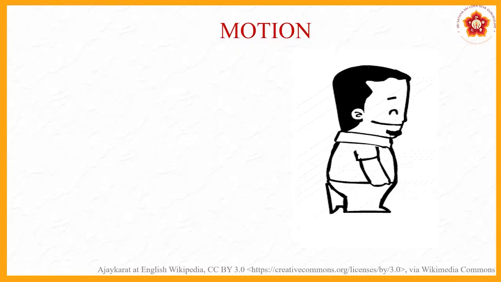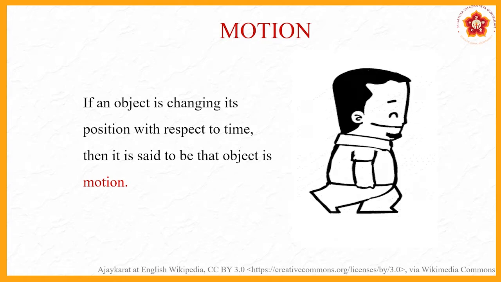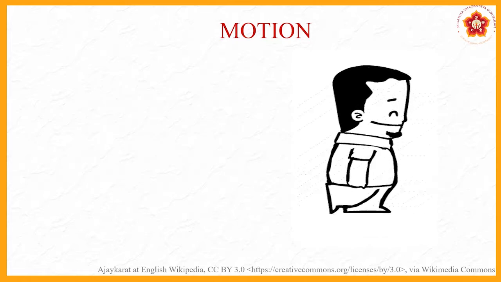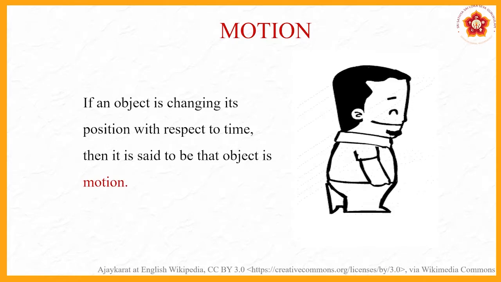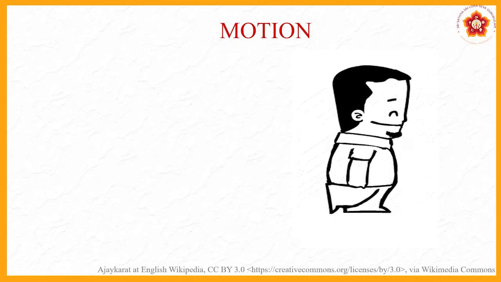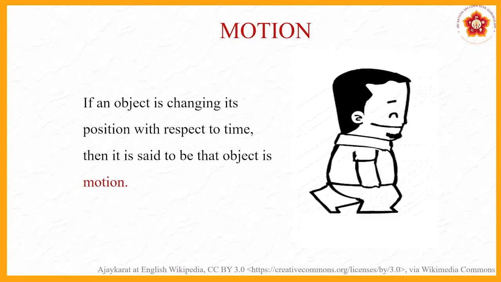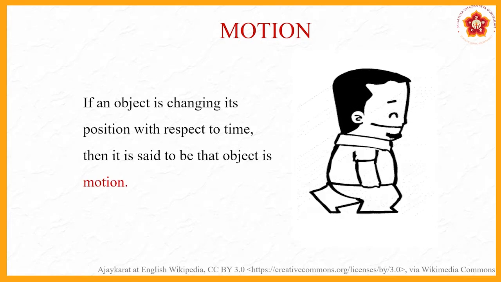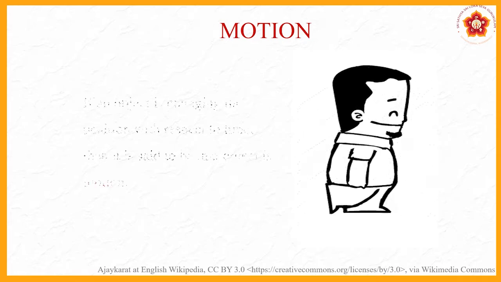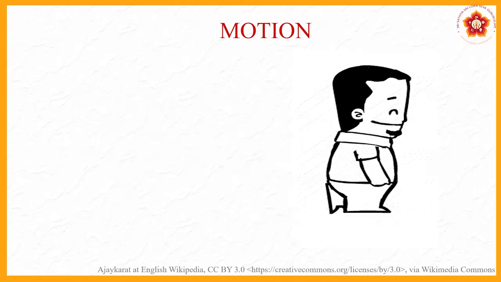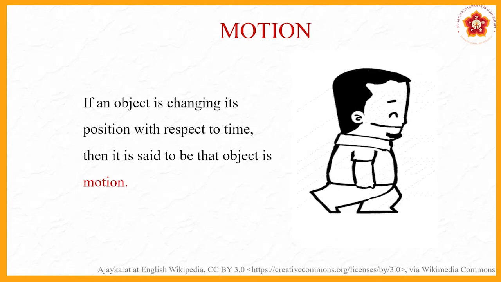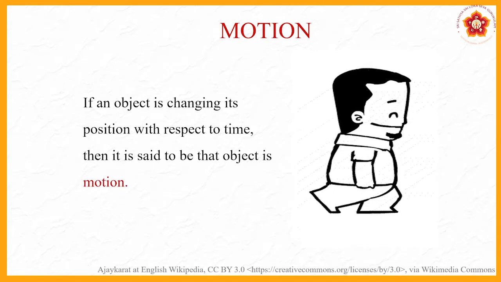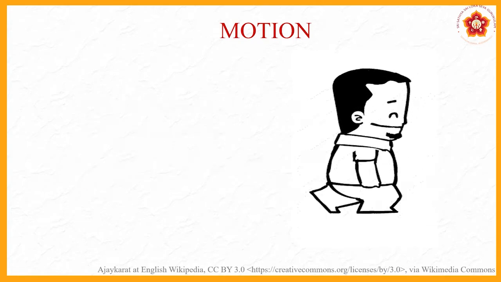See, here you can see a boy just moving around. What is motion? Motion is nothing but the movement of an object. As the time is increasing, his position is varying. So to qualitatively define what is motion, we have to know the definition. If an object is changing its position with respect to time, then it is said to be in motion.